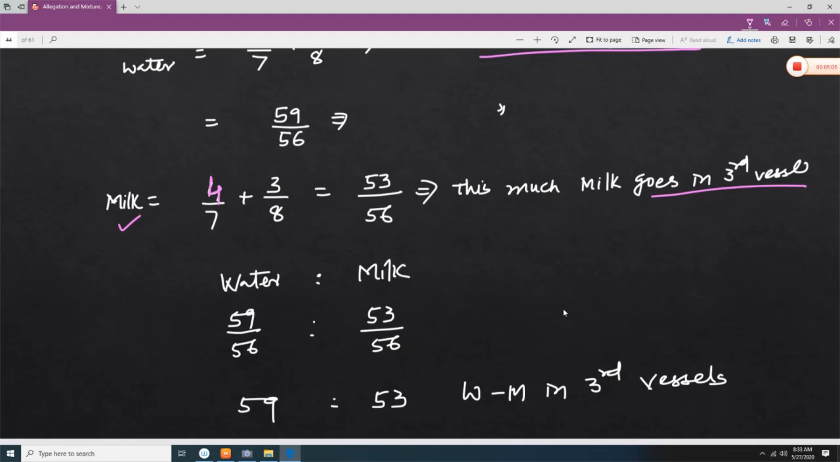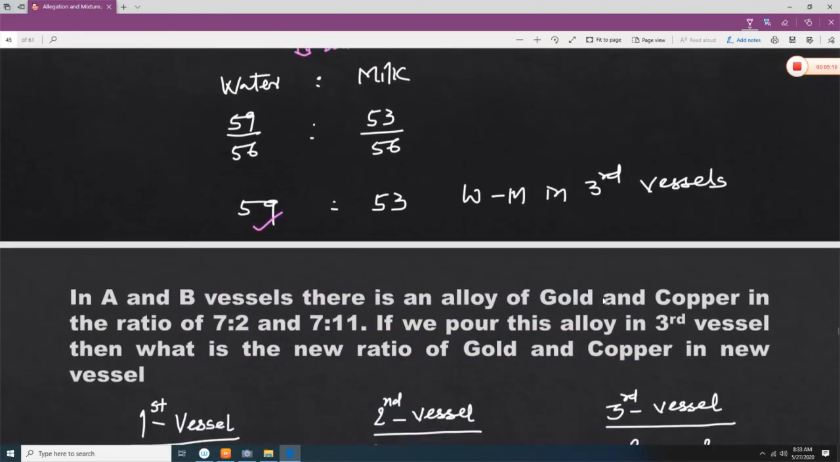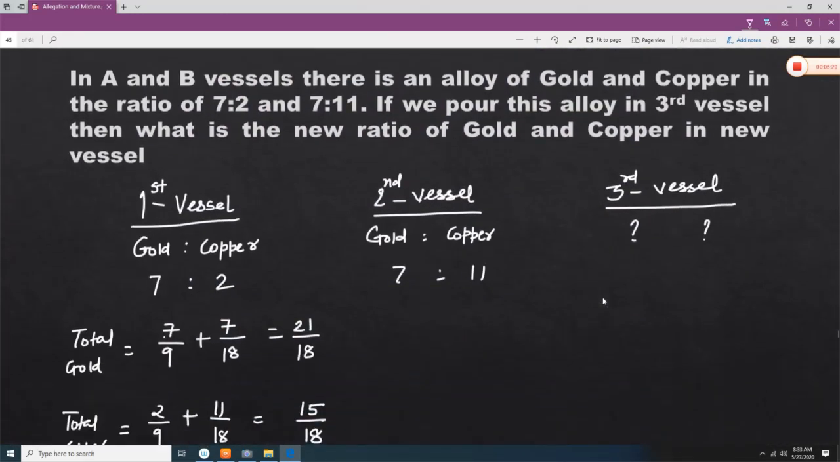Now we get the water and milk ratio in the third vessel: 59/56 and 53/56, that is 59:53 is the water and milk in the third vessel. In vessels A and B there is an alloy of gold and copper in the ratio of 7:2 and 7:11. If we pour these alloys into a third vessel, what is the new ratio of gold and copper in the new vessel?